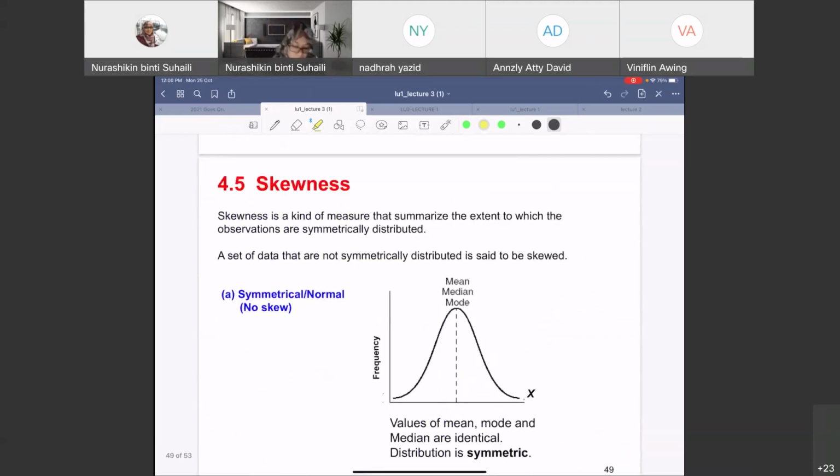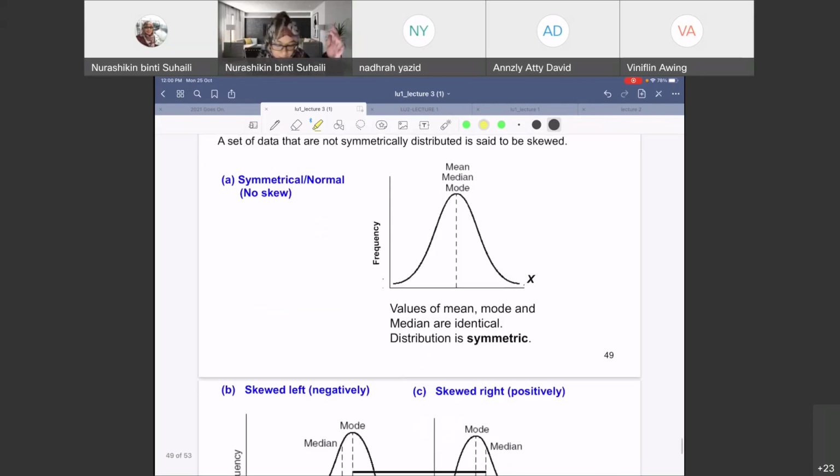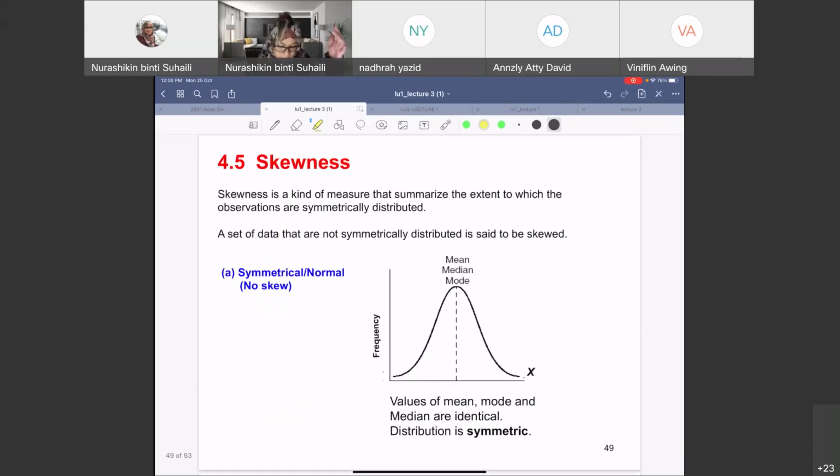Okay, skewness. Skewness is a way how we want to describe the distribution. Remember when I say about distribution, at the end you want to say what the pattern of your data distribution is. So there are many types of distribution patterns. The most common one is the normal distribution. Why is normal distribution the most common one? Because as I said in my first lecture, whatever distribution in this world will follow the normal distribution.